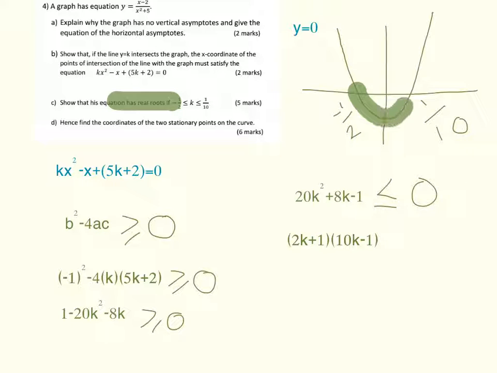So that would be the region under here. And you should hopefully be able to see that we're going to end up getting this, okay? Because I want when k is greater than or equal to minus a half, but less than or equal to 1/10. And again, because this program doesn't like inequalities with equal to signs, I'm just going to write it out. Okay, so we've shown that that is the case.